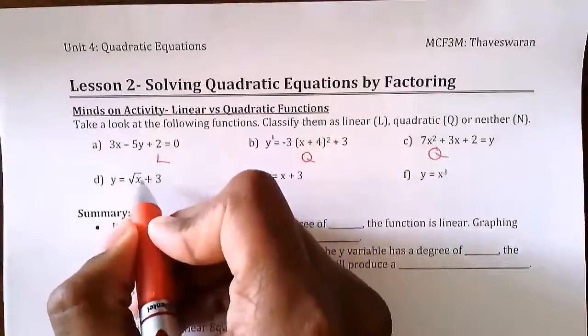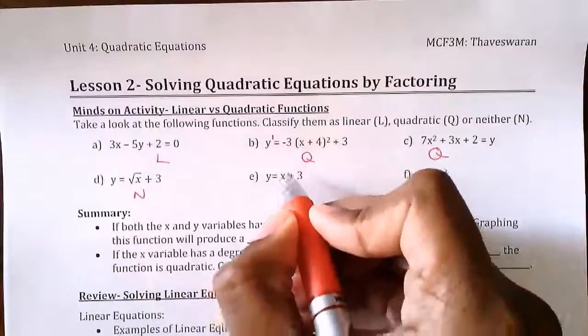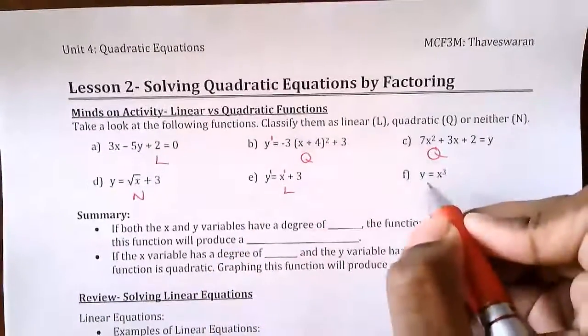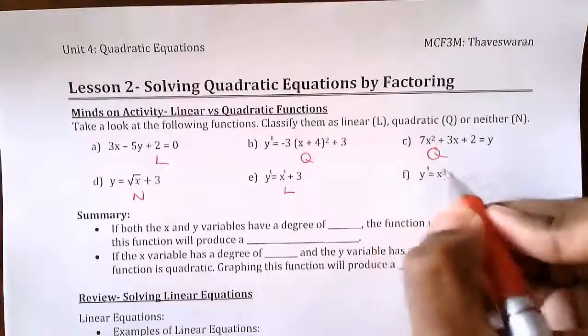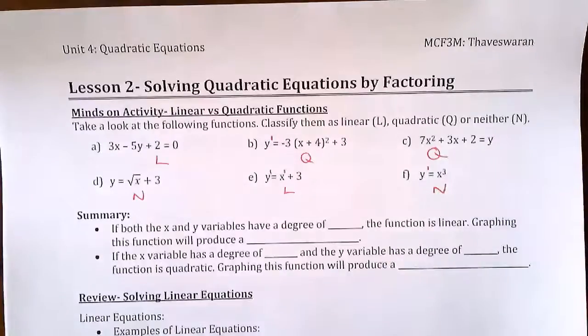Here we have a square root, which is neither linear nor quadratic, so it's neither. Here, the degree on the x and y is 1, so we know this is linear. And here, the degree on the y is 1, and the degree on the x is 3, so we know it's neither. So just a summary of linear versus quadratic functions.